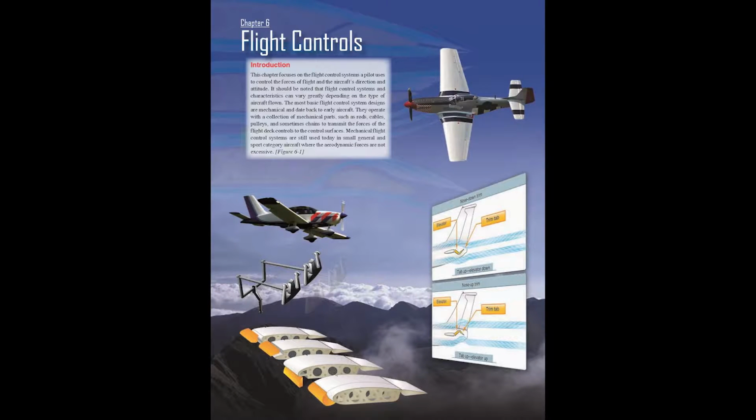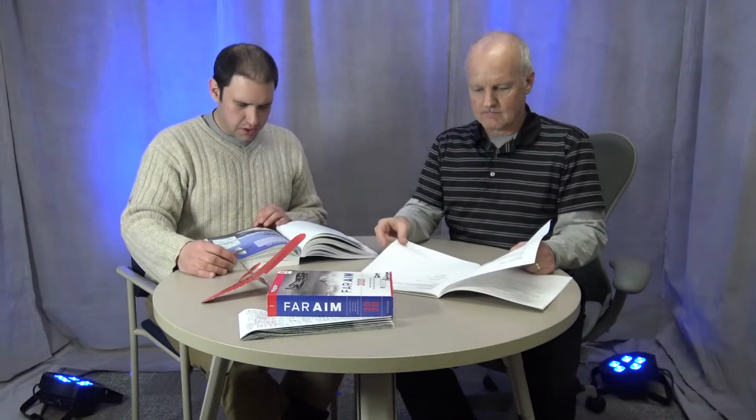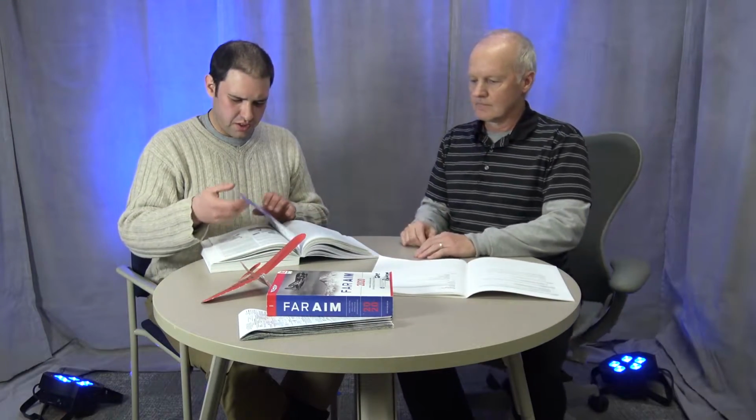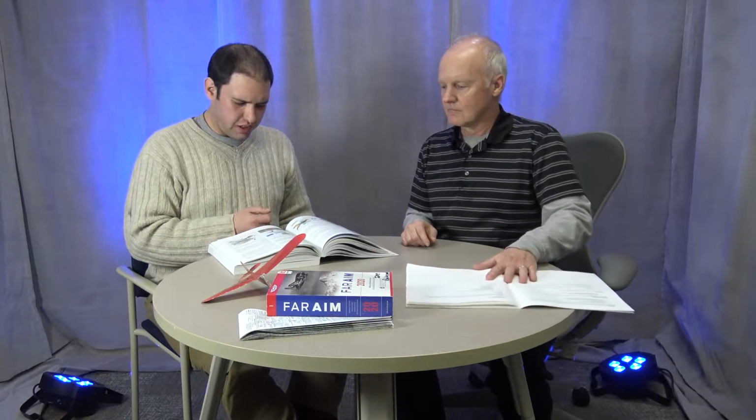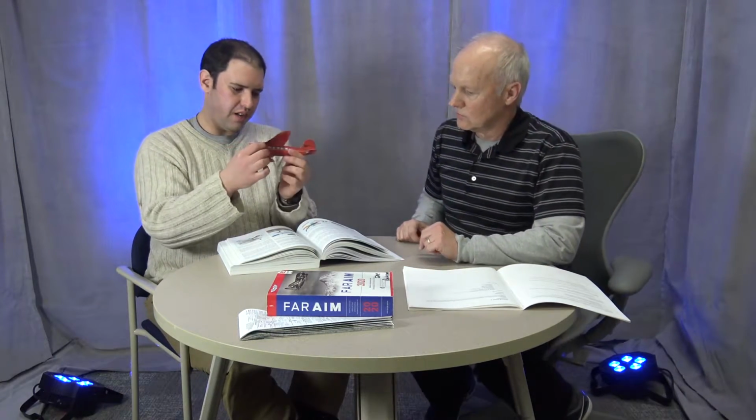All right, so moving on to flight controls here. That's Chapter 6 in the Pilot's Handbook of Aeronautical Knowledge. We've talked about the axes of control, how we have longitudinal, lateral, and vertical, and how we have roll, pitch, and yaw.